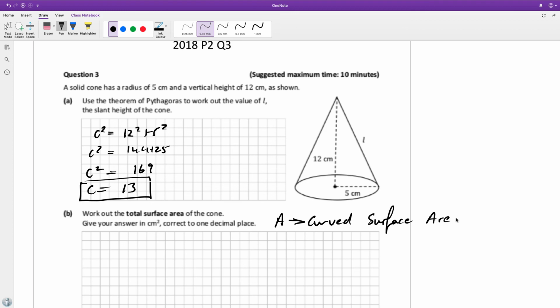Now, we're not looking for the curved surface area. What are we looking for? Total surface area. Right. So, what is the difference between the total surface area and the curved surface area? The curved surface area is all around the outside. But what are we missing? The bottom. We're missing the bottom.